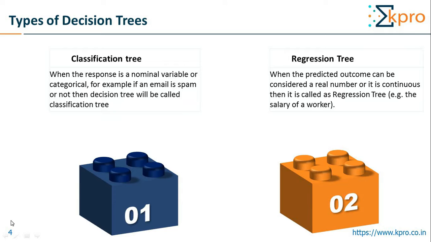On the other hand, in regression tree, the predicted outcome can be considered a real number, or a continuous number. An example would be predicting the salary of an employee.